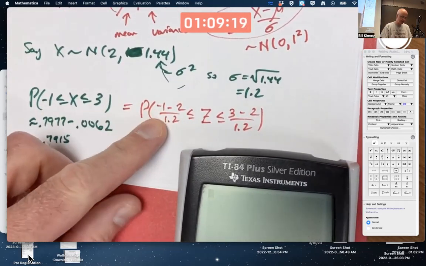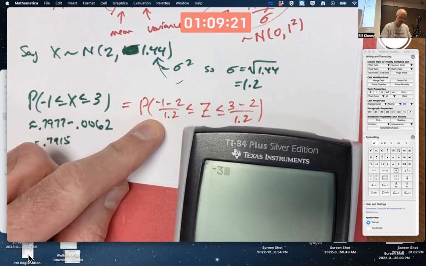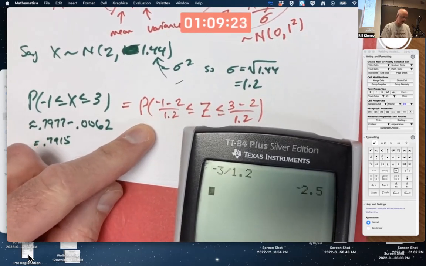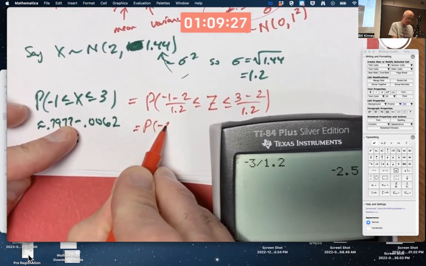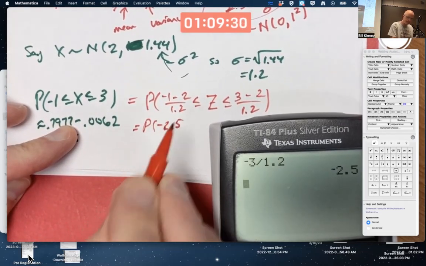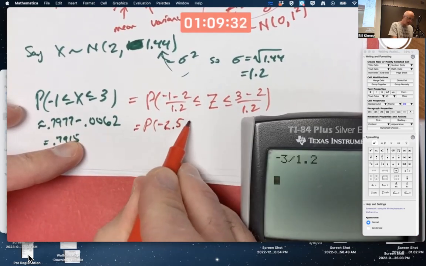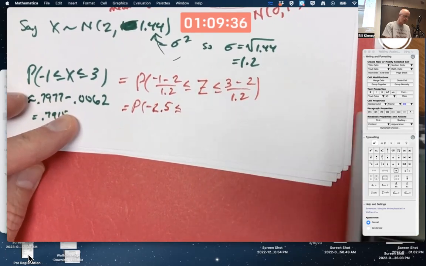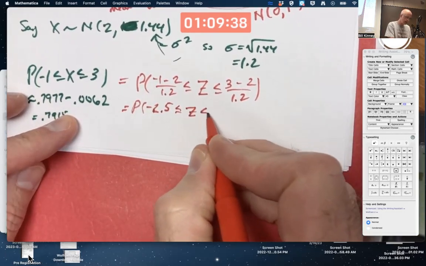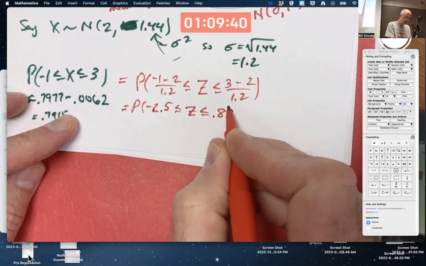That's negative 3 divided by 1.2, negative 0.25, negative 2.5, I mean. Here, 3 minus 2 is 1 divided by 1.2. That would be 5/6. That would be 0.83 repeating.